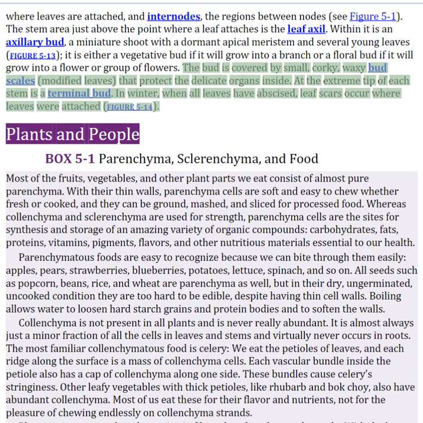The bud is covered by small, corky, waxy bud scales that protect the delicate organs inside. At the extreme tip of each stem is a terminal bud. In winter, when all leaves have abscised, leaf scars occur where leaves were attached.